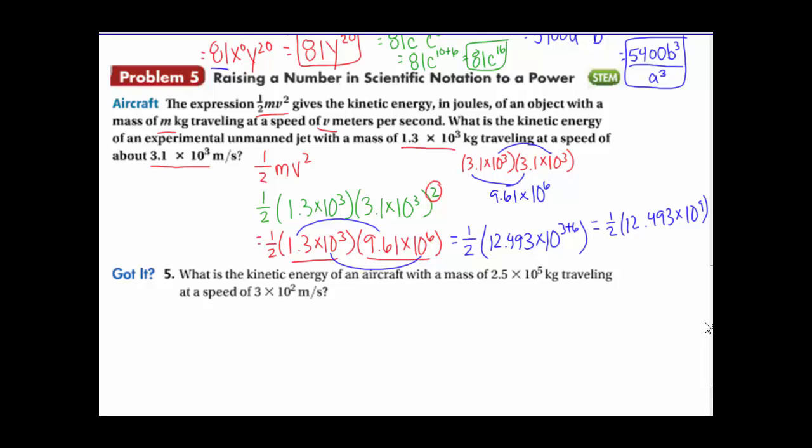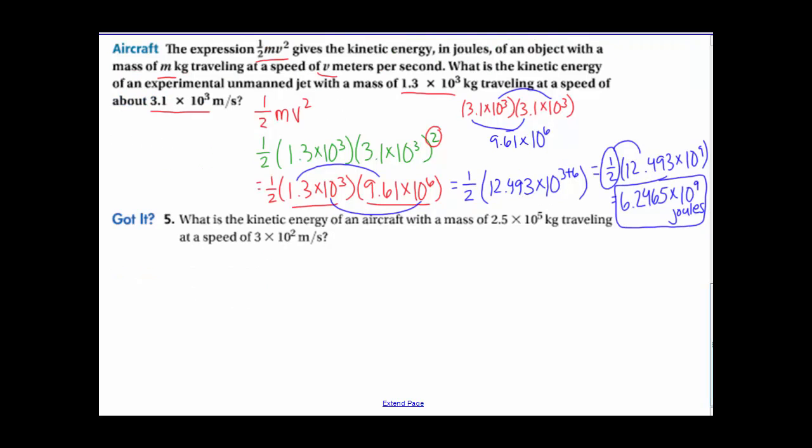Last step, we need to simplify this 1/2. If we multiply the 1/2 by our 12.493, half of 12.493 gets us 6.2465. And then we still have that 10 to the 9th power at the end. So now we know that the kinetic energy in joules, so that should be our unit, of this unmanned jet will be 6.2465 times 10 to the ninth joules. That would be our final answer. All right, go ahead and hit pause and try number 5 on your own. Very similar to the last example, and check back once you're done.